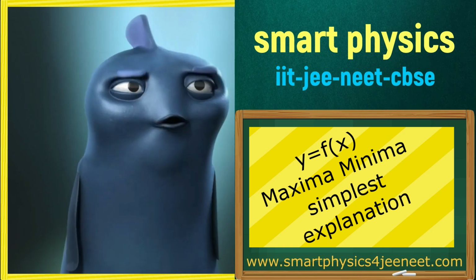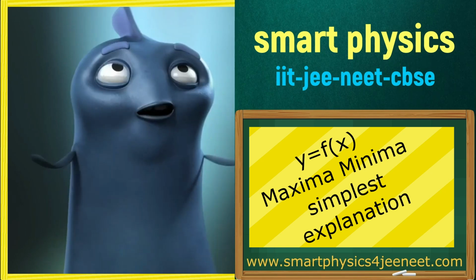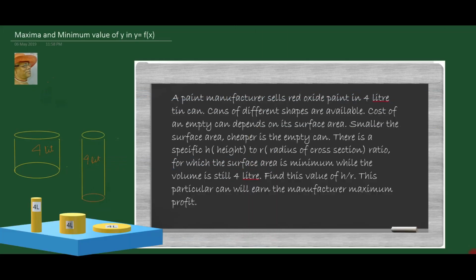Y is a function of x. How to find the maximum and minimum value of y? I'll first raise a problem. Suppose you are a paint manufacturer and you are selling paint in a 4-liter can.